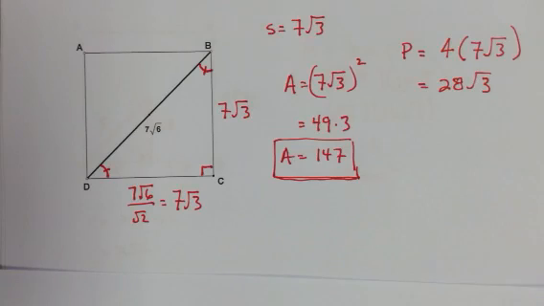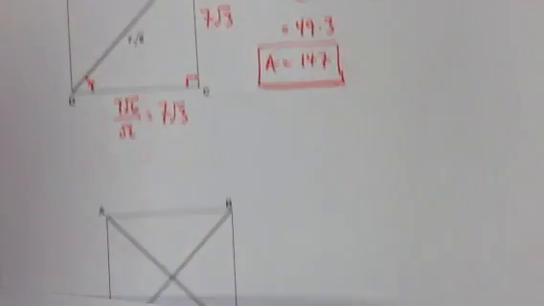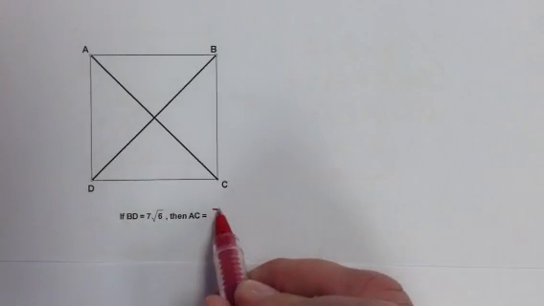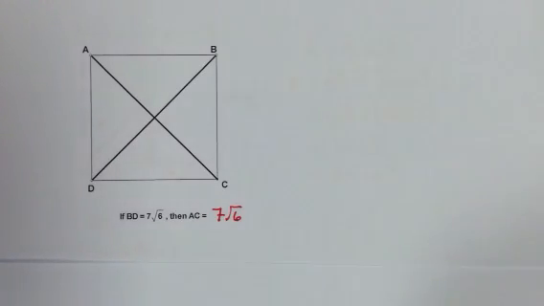Okay, another way to do this particular problem. If one of the diagonals is 7 radical 6, and this is a square, then the other diagonal would also be 7 radical 6. If BD is 7 radical 6, AC is 7 radical 6. The diagonals of a square are congruent.